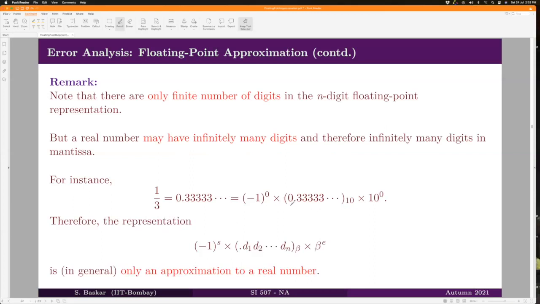But if you want to write it as an n-digit floating point representation, then you have to stop the digits at n digits, depending on whatever n we give, right? Thereby, we are only giving an approximation to the number 1 by 3. So that is called the floating point approximation. Later we will see that there are two ways that we can obtain a floating point approximation of a given real number. One is by rounding and another is by chopping.